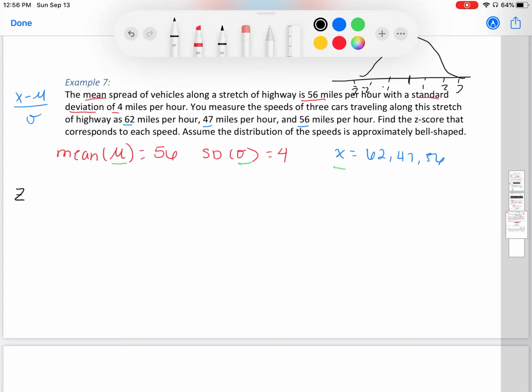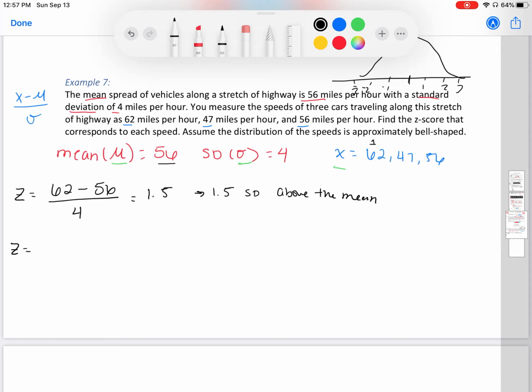So let's find the z-score. Z is equal to, let's do the first one, 62. So I have x for 62 minus my mean. Where's my mean? That's 56. Divided by my sigma, 4. All right, we use our calculator. We just punch it in: 62 minus 56, get your answer, enter, and then divide by 4. We get 1.5. So what does this mean? That this is 1.5 standard deviations above the mean. That's all that means. We're talking about standard deviations.